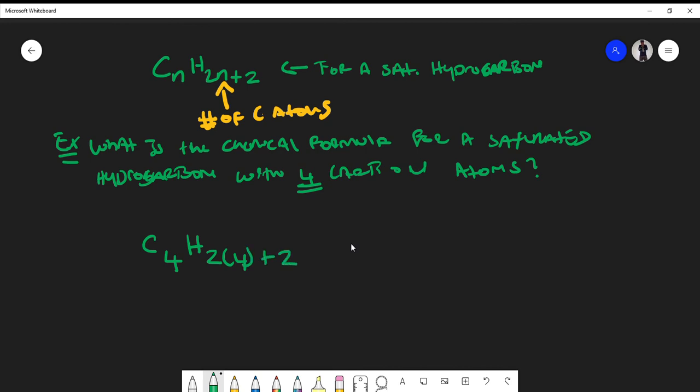And so essentially we get this chemical formula to be C4H10. 2 times 4 is 8, plus 2. And so this would be the chemical formula based on the formula for a saturated hydrocarbon. And this only applies to saturated hydrocarbons. When we get to unsaturated stuff, double bonds, it gets a little bit more tricky.